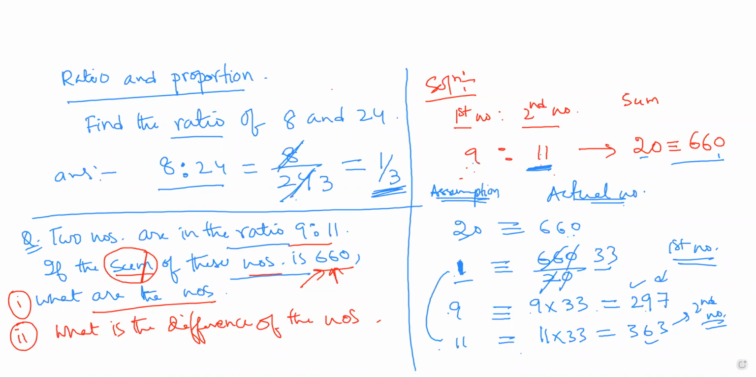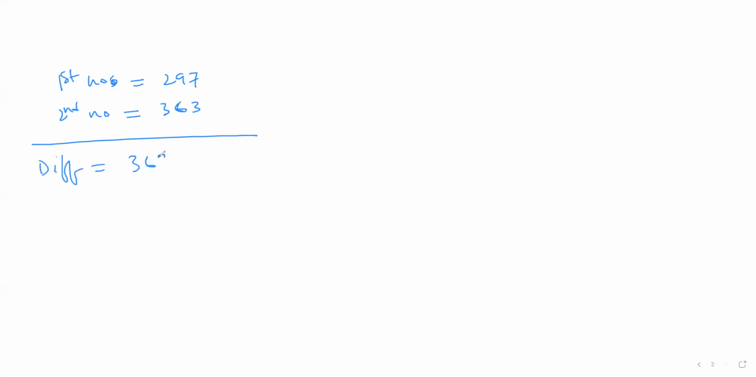All right, let me go to the second question: what is the difference of the numbers? Let's see. What is the first number? 297. And what is the second number? 363. Right, so you can find the difference. What is the difference? 66. 66 is the answer. If you find the difference, 66 is the answer.